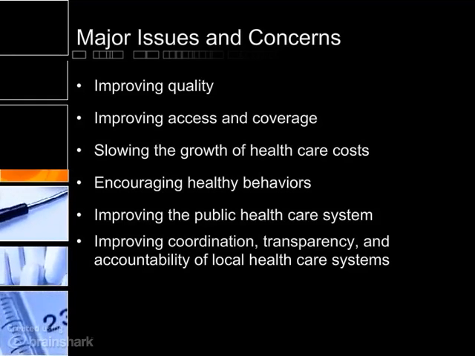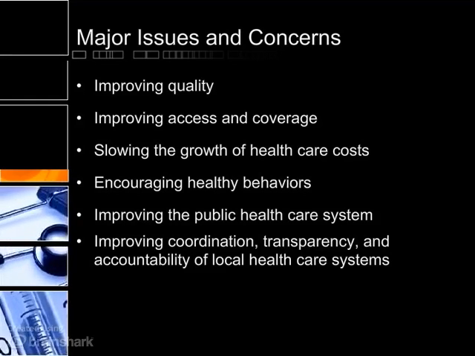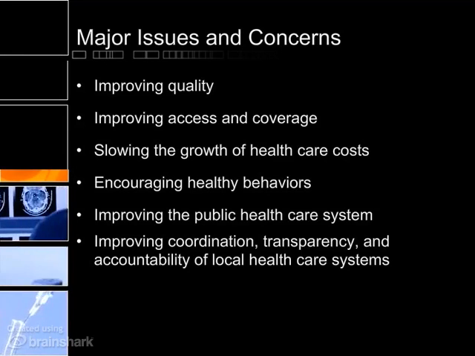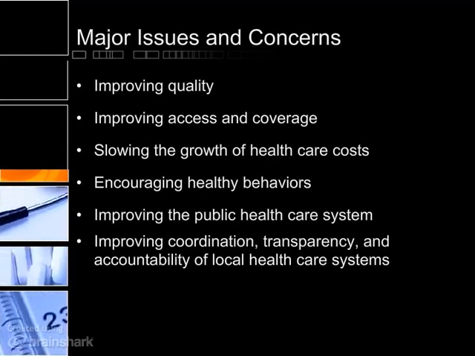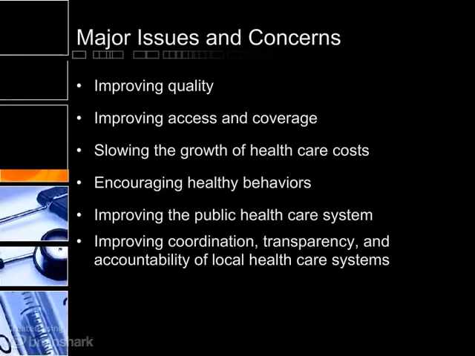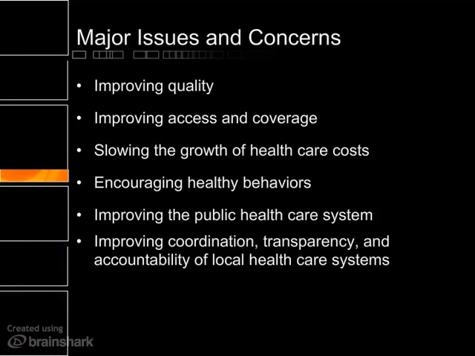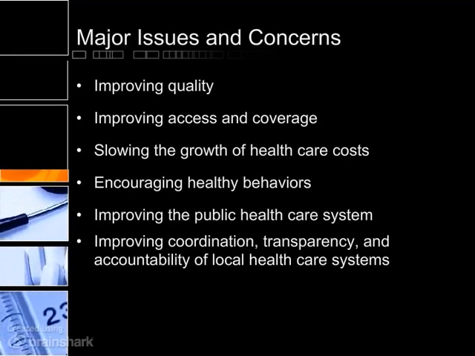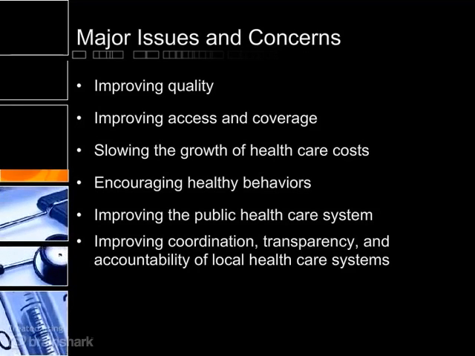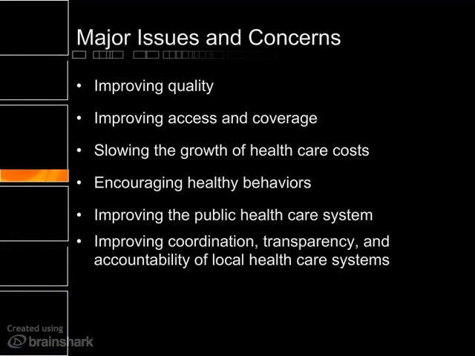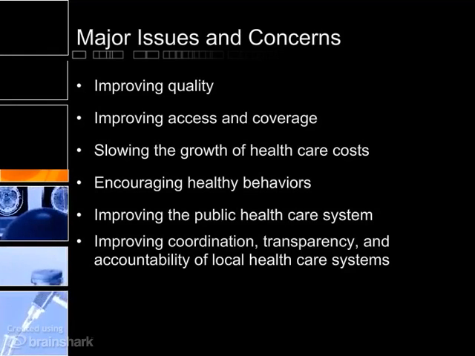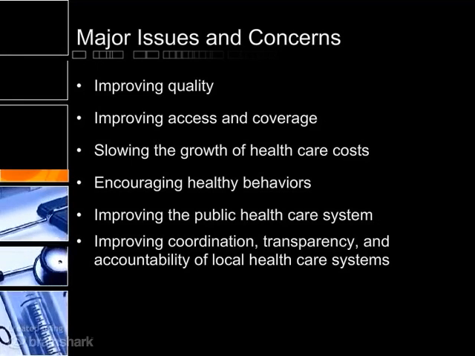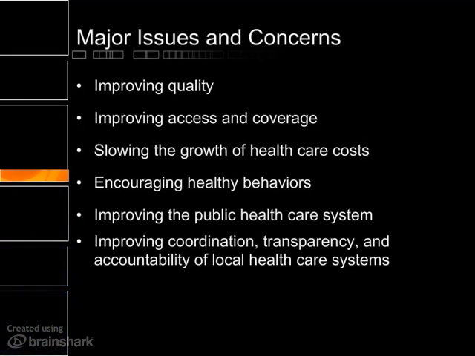Even with the Affordable Care Act, we have many people that still lack coverage and access to basic health care. We need to slow the growth of health care costs. We need to encourage healthy behaviors, and that's slowly changing with the Affordable Care Act, putting more emphasis on prevention care, but we still have a ways to go. Our public health care system is very fractured right now and needs to be improved. And we need to improve coordination, transparency, and accountability across healthcare systems.